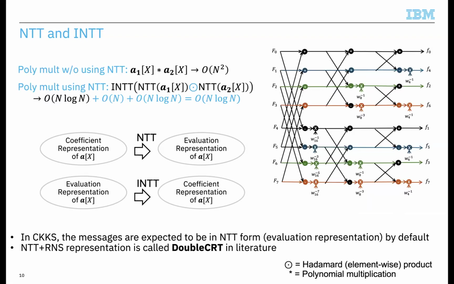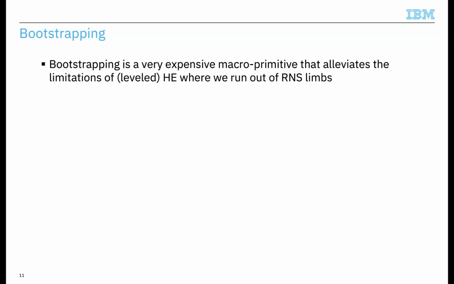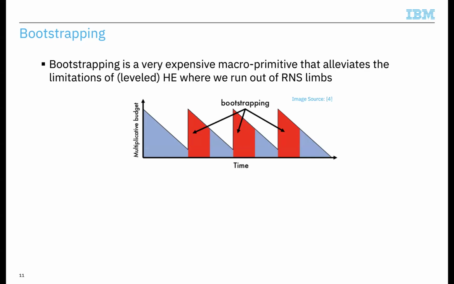Okay. So I talked about limb dropping, but I did not talk about what happens when there is only one limb remaining. So that is resolved with something called bootstrapping. It's a very expensive procedure, but it basically cleans up the ciphertext. It restores the limbs of the ciphertext, and you can again repeat the multiplications. So you can chain together multiple sets of multiplications. And there's a nice visualization from another paper. So this one talks about the multiplicative budget on the y-axis, meaning how many multiplications can you do before you run out of limbs. So it goes down as you do more multiplications, then you do this bootstrap.